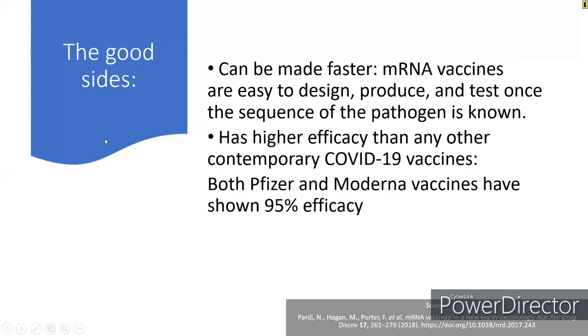mRNA vaccines can be designed faster than any other contemporary vaccines. They can also be produced faster because it is a genetic product. Strands of mRNA can be produced quickly once the vaccine sequence is known. Secondly, in the case of COVID-19, both approved vaccines are showing very high efficacy of about 90%.